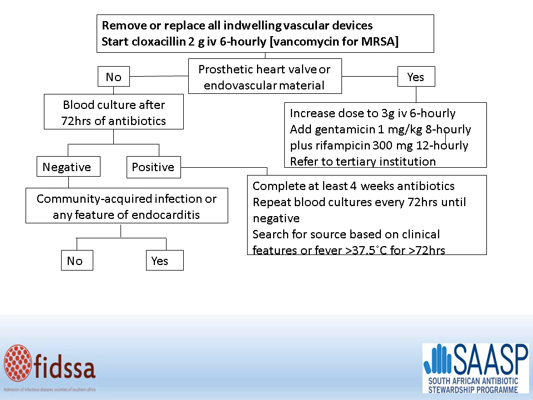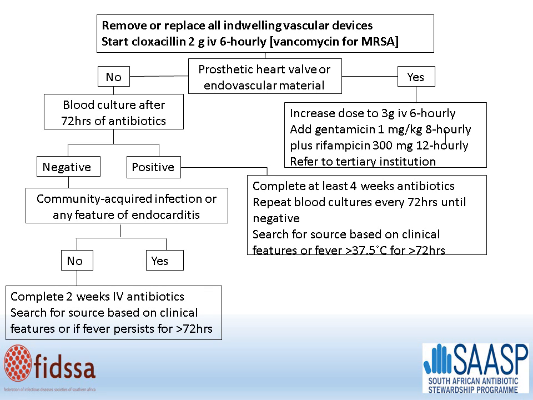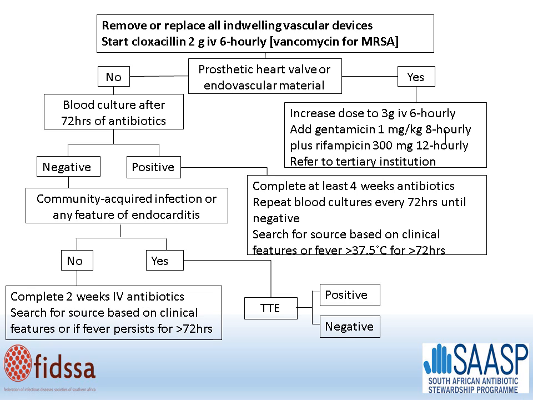If the 72-hour blood culture is negative, then the question is whether the patient has community-acquired infection, which is a risk factor for endocarditis, or has any clinical features of endocarditis. If not, then the patient should complete 2 weeks of intravenous therapy. You should search for a source based on clinical features, or if the fever doesn't settle.